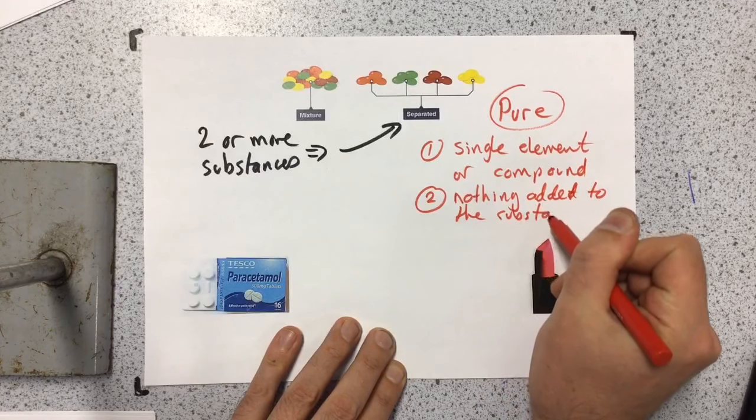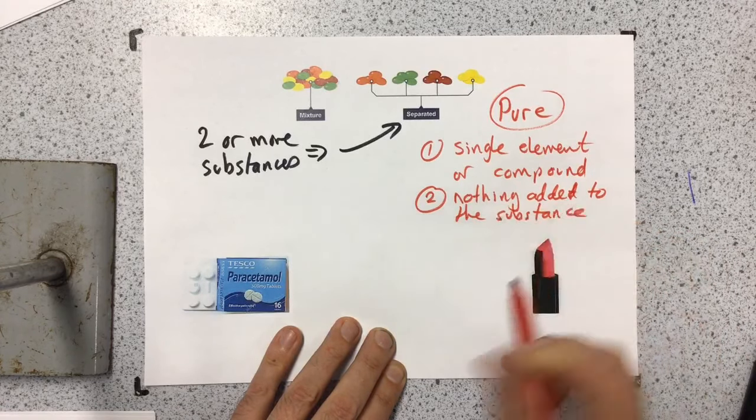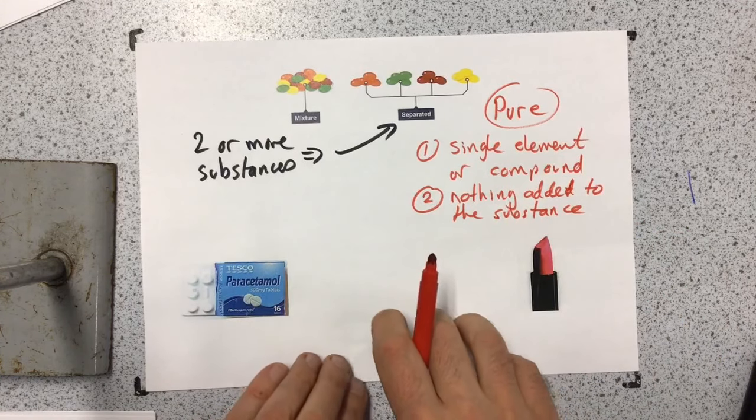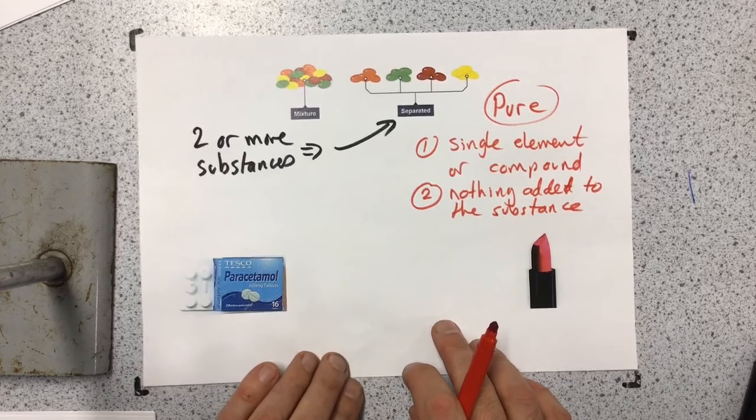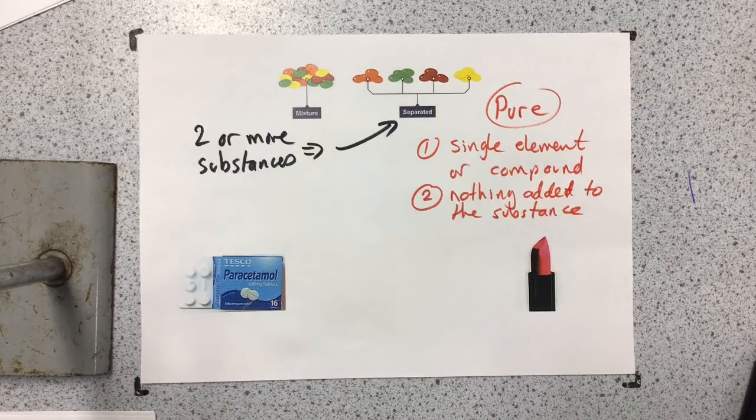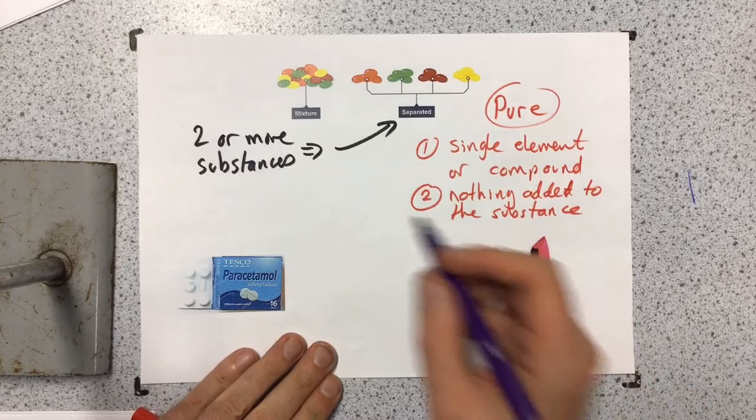So just a couple of examples of that. If you have some pure gold, it only has gold atoms in it, so it is an element. If you have some milk, the milk is pure because it has come from the cow, it has been bottled, but nothing has been added to the milk between leaving the cow and getting to you when you open the bottle.